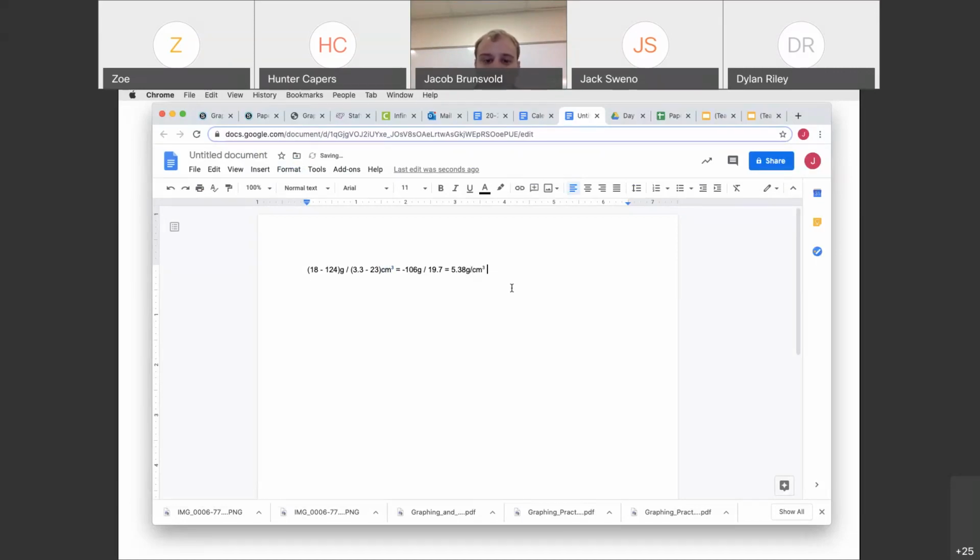Okay, so then this is what your answer should look like, 5.38 grams per centimeter cubed. If you're writing it as a sentence, you might say something like, the slope of this graph is 5.38 grams per centimeter cubed, or the rate of change is 5.38 grams per centimeter cubed. That's kind of what we're looking for here.